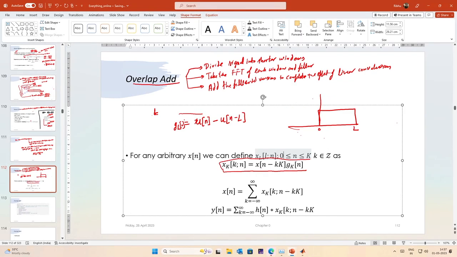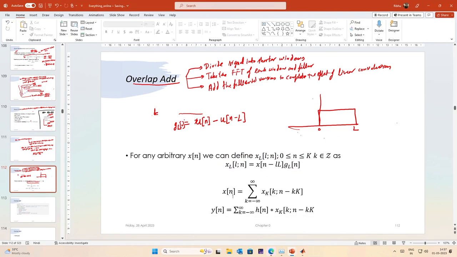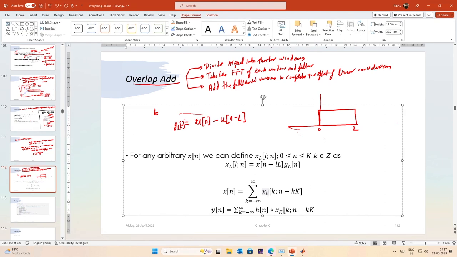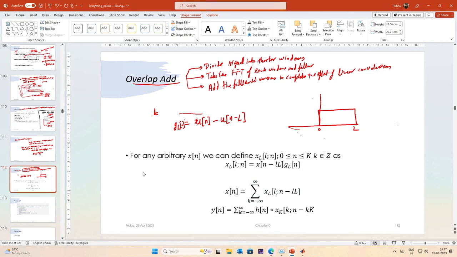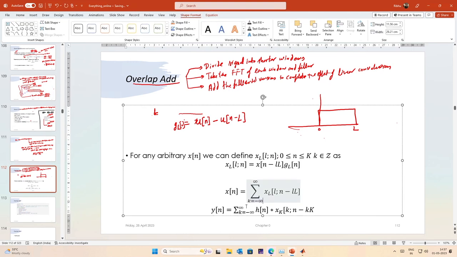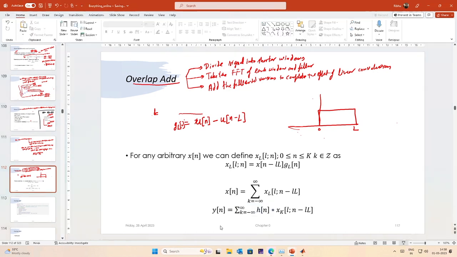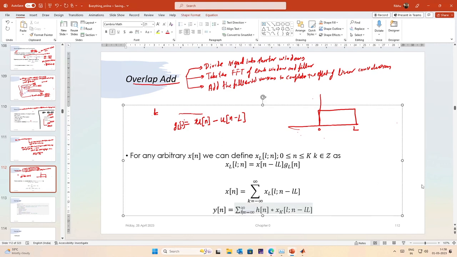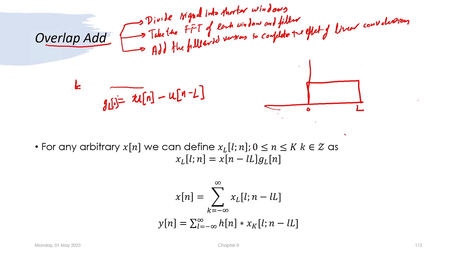k should be L. So this can be a gated version of x, and conversely I can write x as a summation of these gate functions. And eventually, I can write y as a summation of these convolutions. So the idea is to split x into smaller windows and use FFT based convolution for each window to get the best of both worlds.